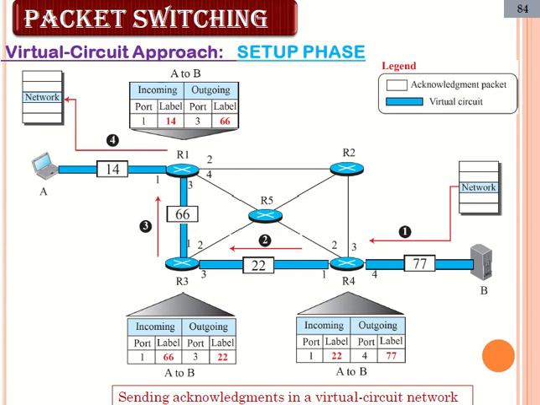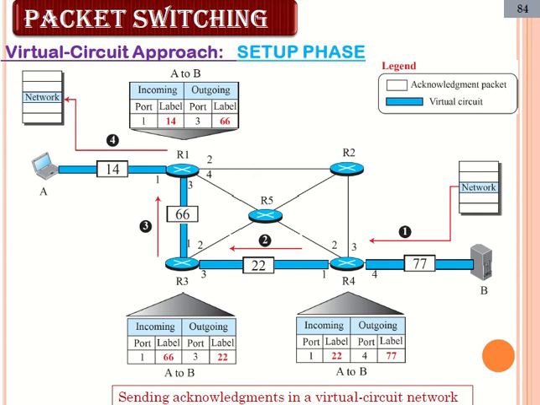Router R4 uses this label to complete the outgoing label column of its particular entry, and then it will be moved forward to R3. Now router R3 performs the same operation, wherein it adds its label. In this case the label is 22, and once the entry is done, the acknowledgement frame will be forwarded to router R1 as shown here. So from R3 it will go to R1.